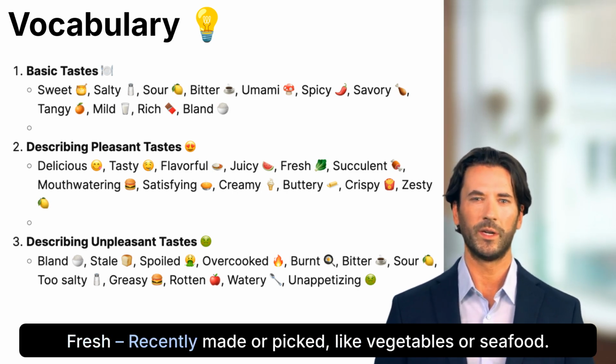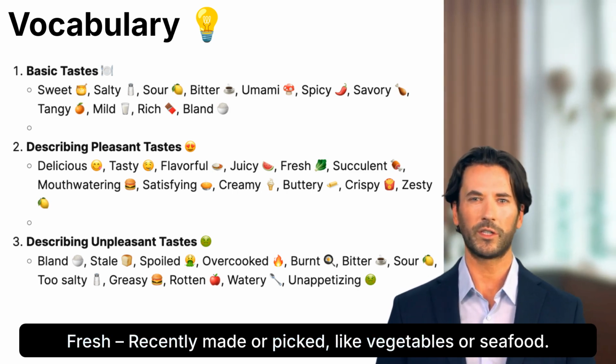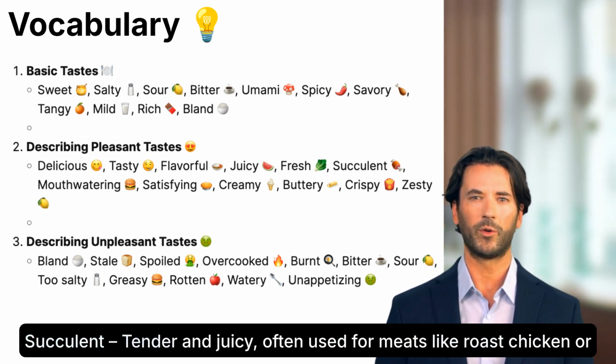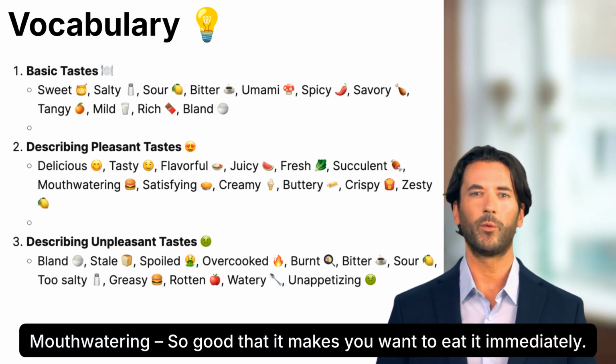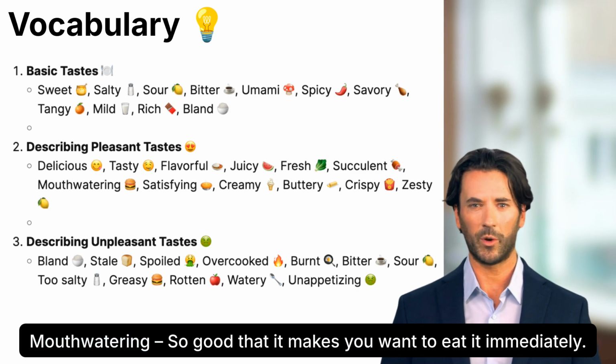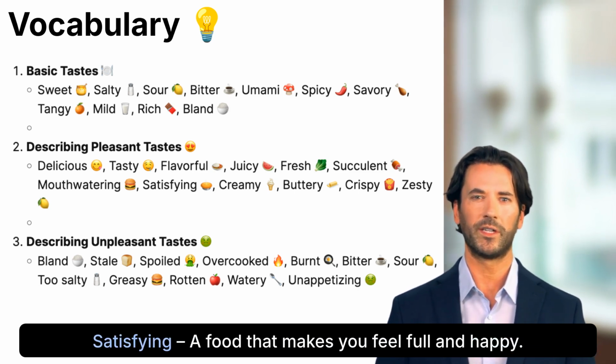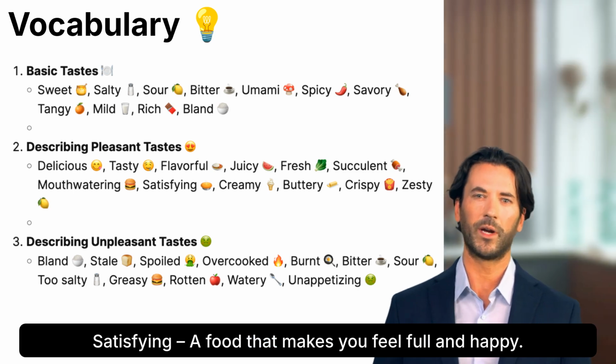Fresh, recently made or picked, like vegetables or seafood. Succulent, tender and juicy, often used for meats like roast chicken or steak. Mouth-watering, so good that it makes you want to eat it immediately. Satisfying, a food that makes you feel full and happy.